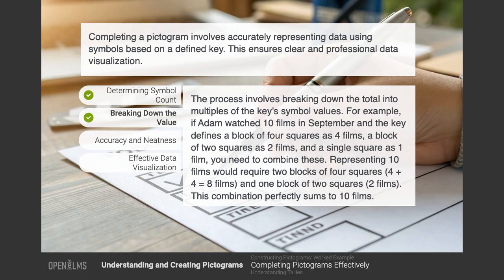For example, if Adam watched 10 films in September and the key defines a block of 4 squares as 4 films, a block of 2 squares as 2 films, and a single square as 1 film, you need to combine these. Representing 10 films would require 2 blocks of 4 squares, 4 plus 4 equals 8 films, and 1 block of 2 squares, 2 films. This combination perfectly sums to 10 films.